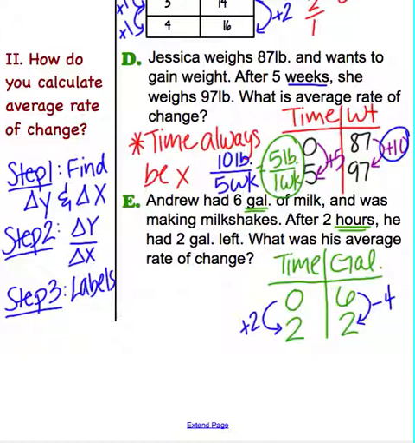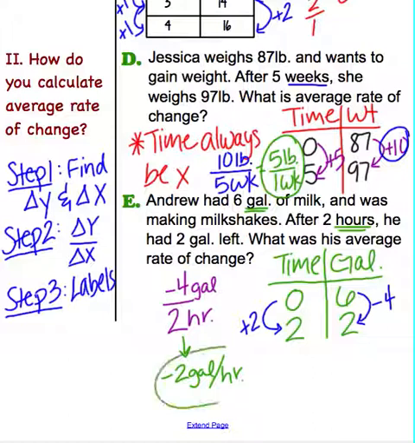So when I write this down as my delta y over delta x, I'm going to have a change in y of minus 4 and a change in x of plus 2. Then I want to stick my labels on there. So I have minus 4 gallons over 2 hours. When I simplify this down, I divide both of those by 2, which gives me negative 2 gallons per 1 hour. And I don't have to put the 1 in if I don't want to.